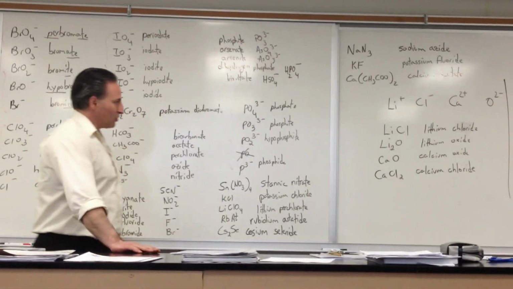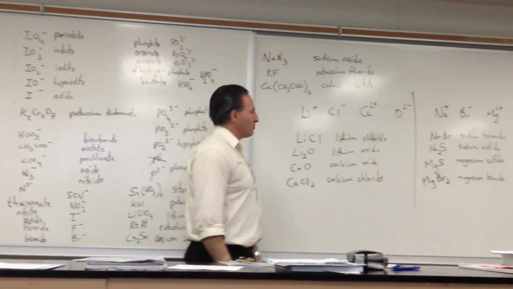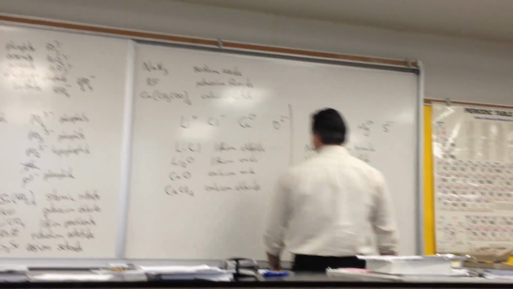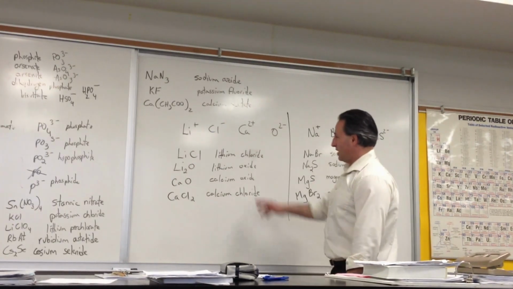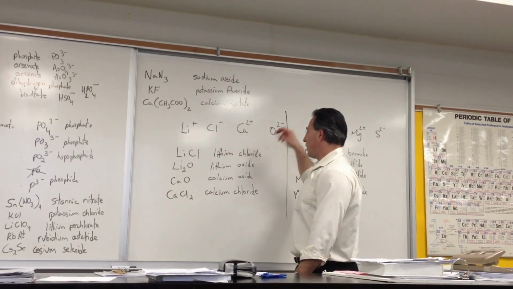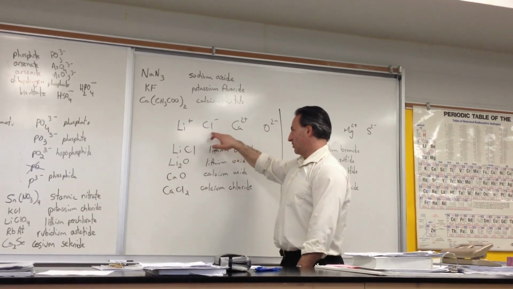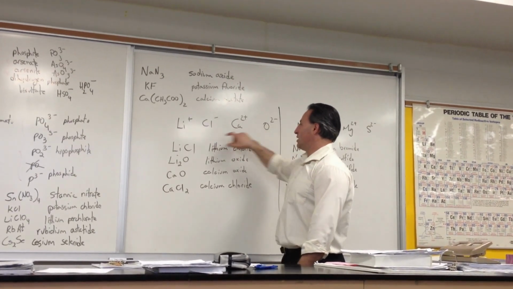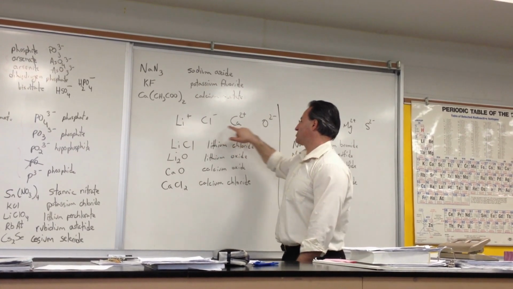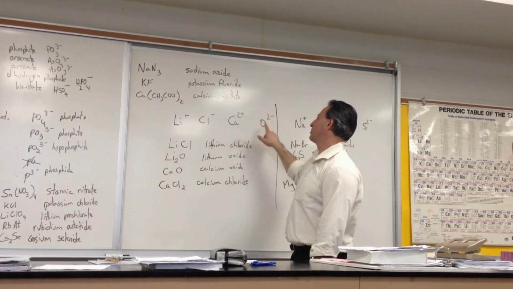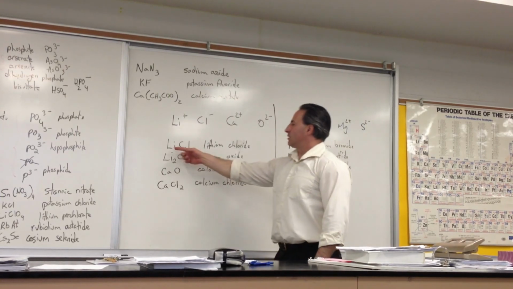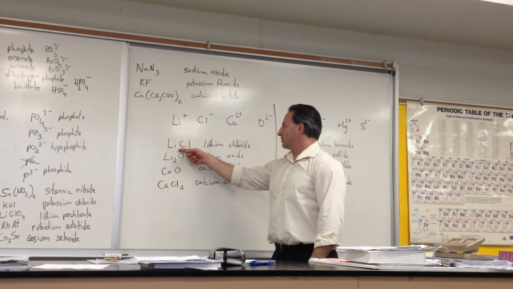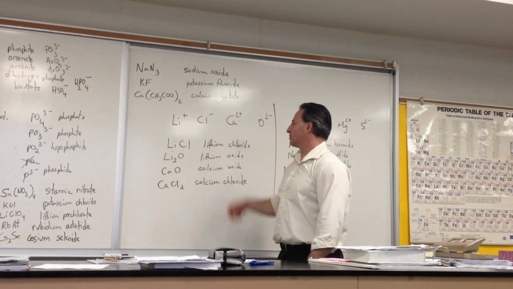One small source of confusion with some students is the idea of how you combine ions in such a way that it produces a neutral compound. So I've taken 4 representative elements: lithium, chlorine, calcium, and oxygen. Lithium and chlorine like to have +1 and -1 respectively, whereas calcium and oxygen take +2 and -2 charges. So how would you combine those 4 elements? Well, you get lithium chloride, 1 of each. That gives you a neutral compound.